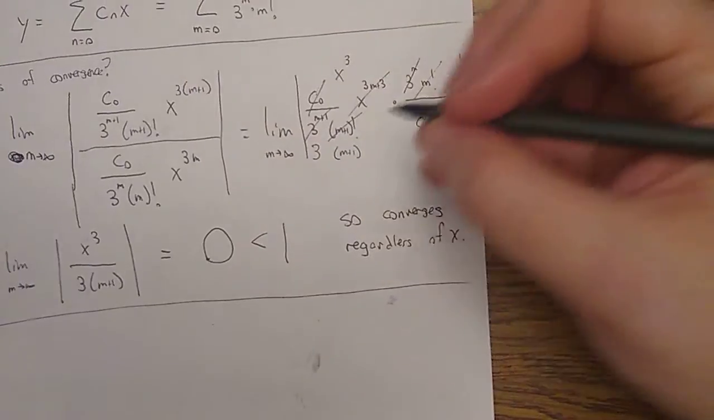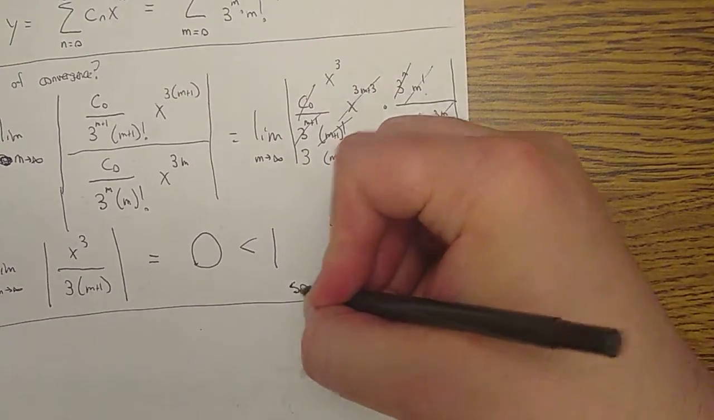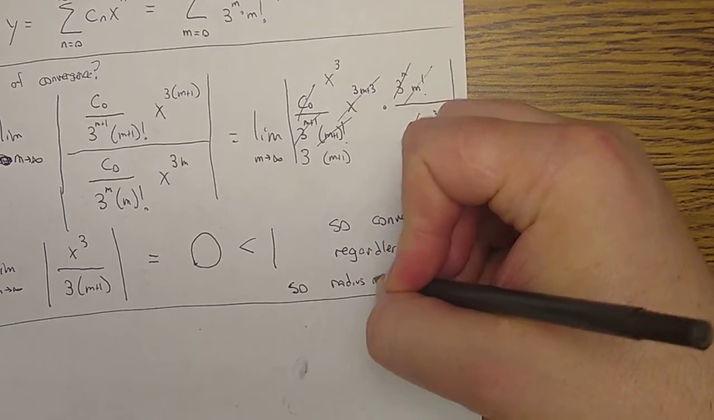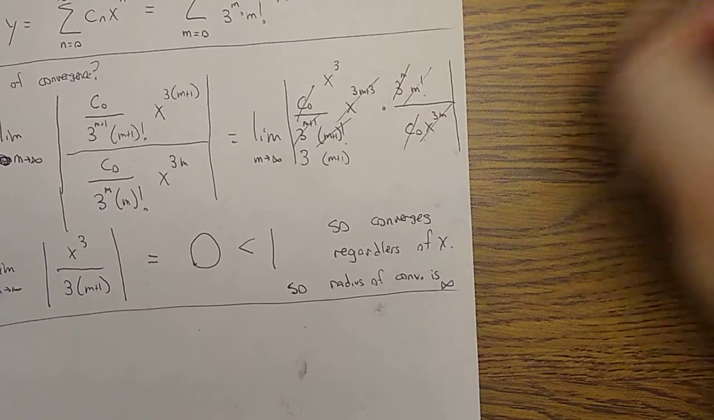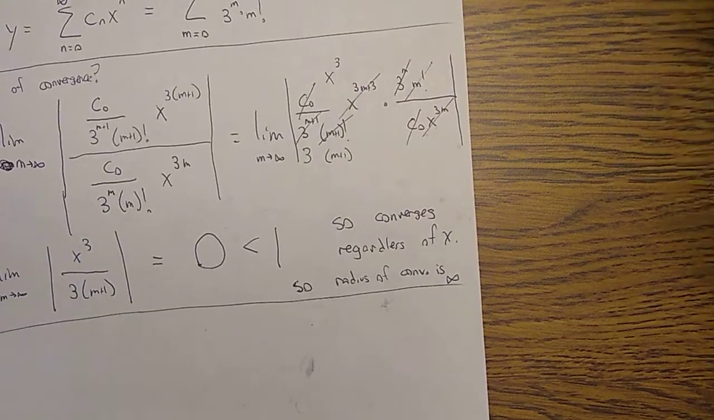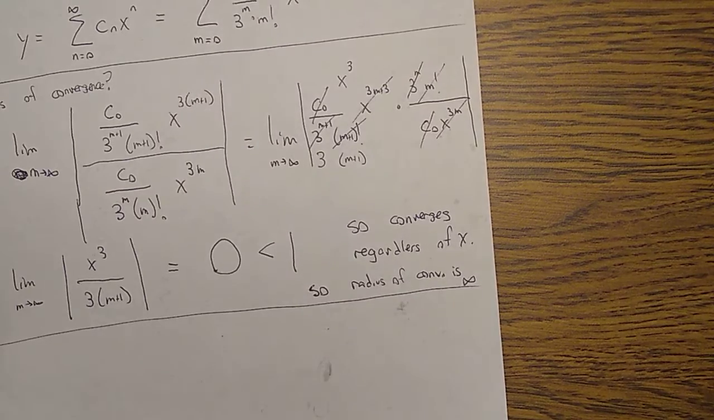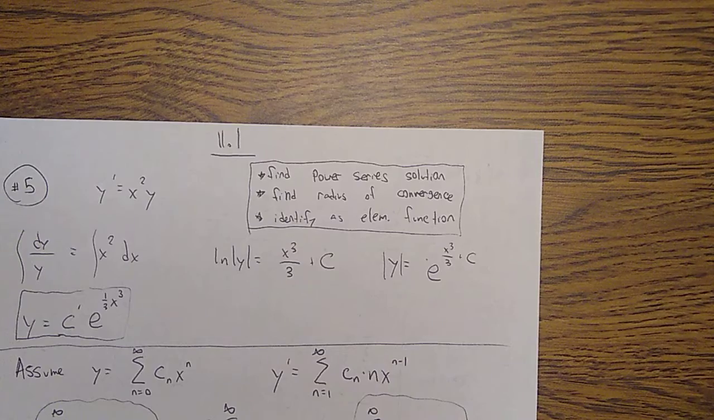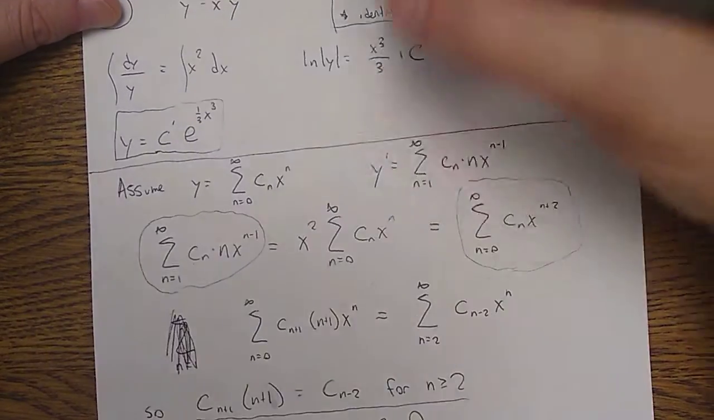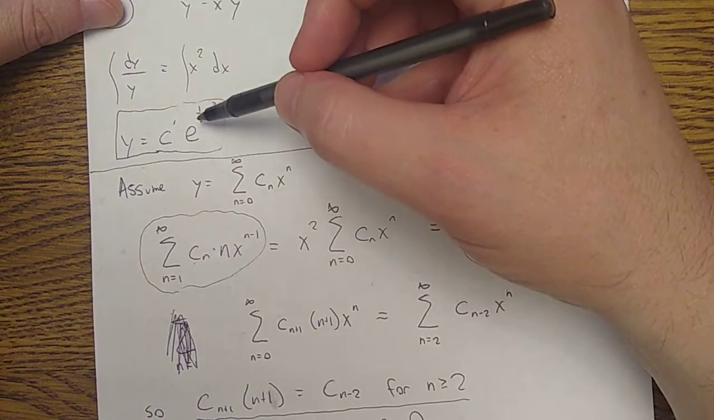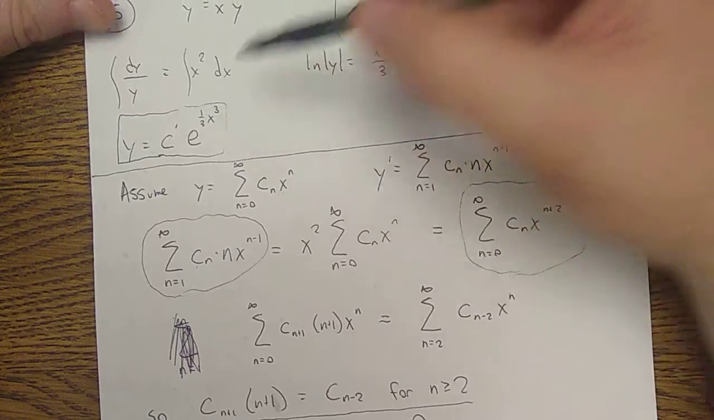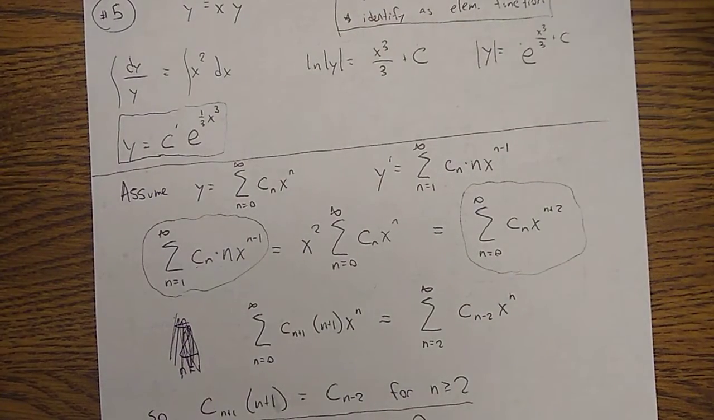Oh, so yeah, maybe I should make sure to answer the question. So for us, our radius of convergence is infinity because it converges for all x. One last thing, we should identify this as an elementary function. Of course, this is where it's really going to help. I mean, we basically already identified it as an elementary function, but we should make sure to justify this with the answer that we got here.